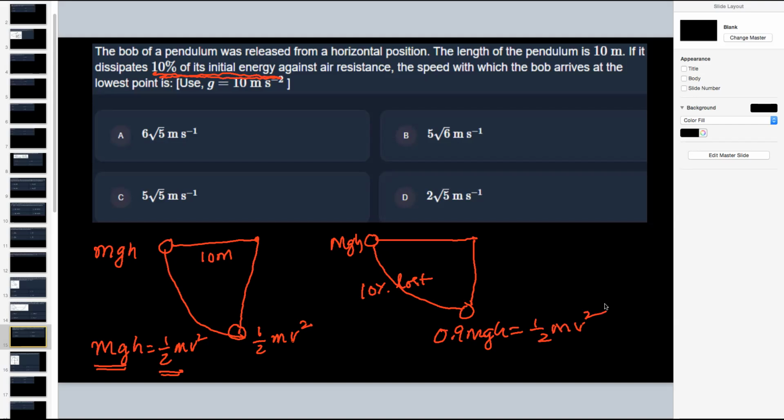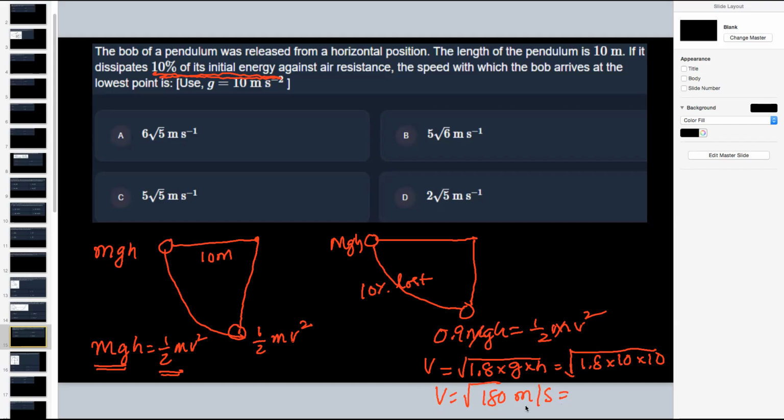Now from this you find what is the velocity. Okay, m will get cancelled. Then what velocity you get? v equal to root of 1.8 into gh. Then substitute it: 1.8, the value of g is given as 10, and h is the length of the pendulum, it is 10. So velocity, how much are we getting? Root 180 meters per second.